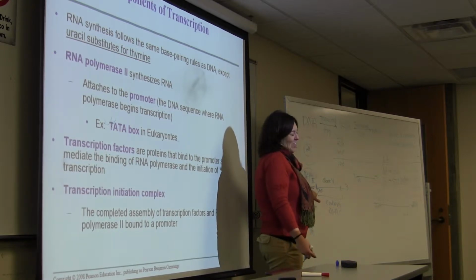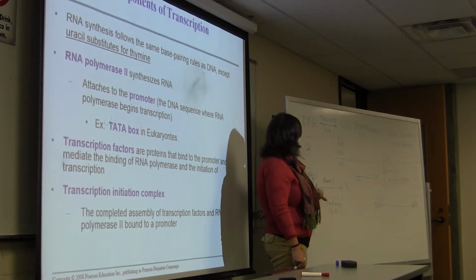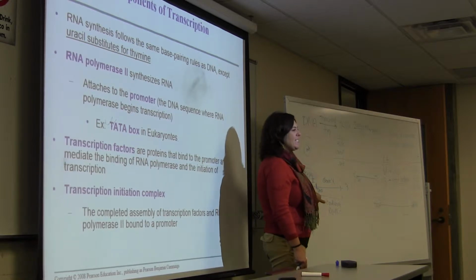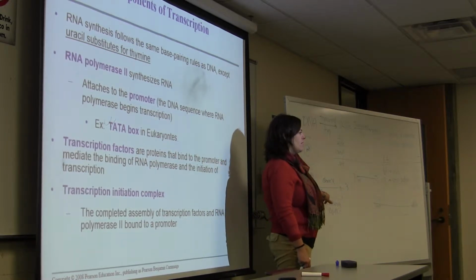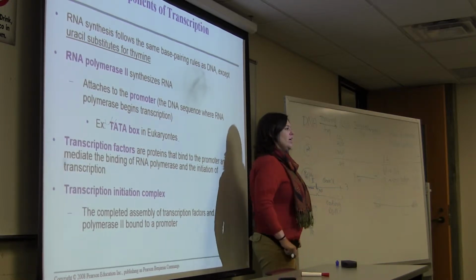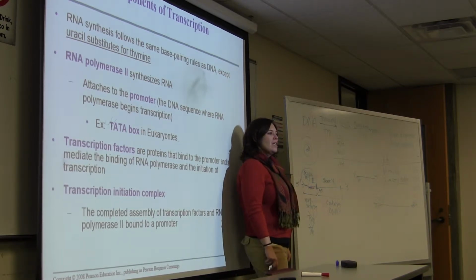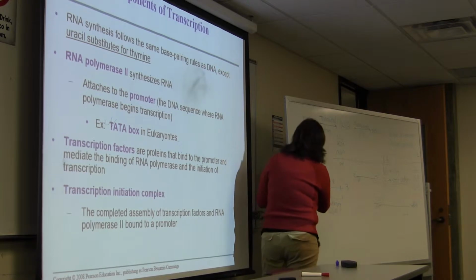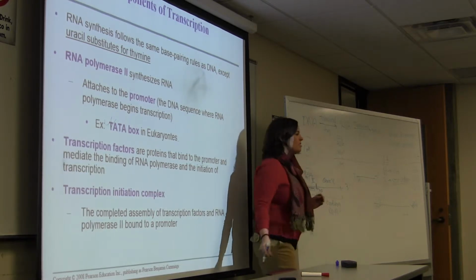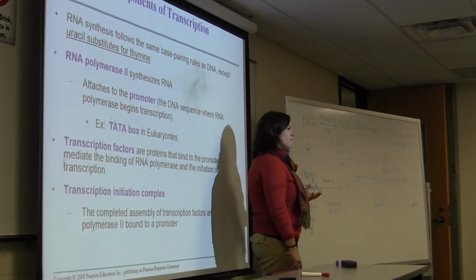That's what it's called. It's just called a TATA box. It has this TA sequence. Every single promoter in your body has that sequence somewhere in there. And that sequence is the sequence that the RNA polymerase binds to. So that makes sense, right?